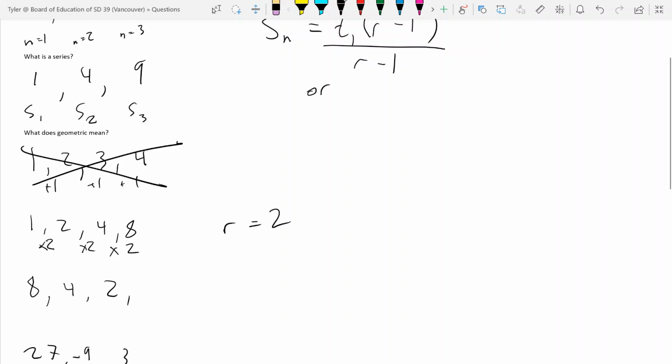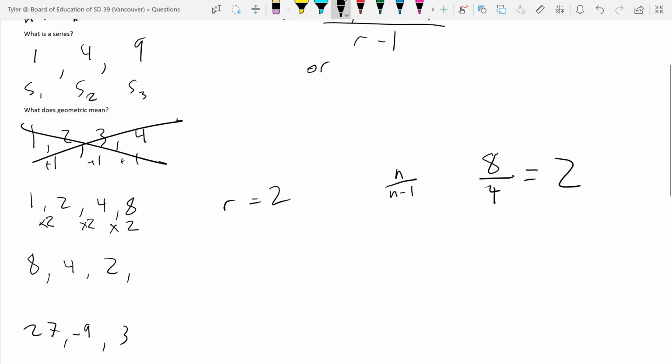So we need to be able to figure out R. The way you can do it, if you can't just tell by looking, is you take the nth term and divide it by the nth minus 1. So it would be like 8 divided by 4. So like the number divided by the number that comes before it. 8 divided by 4, 2. Oh, well, that means I multiplied by 2.